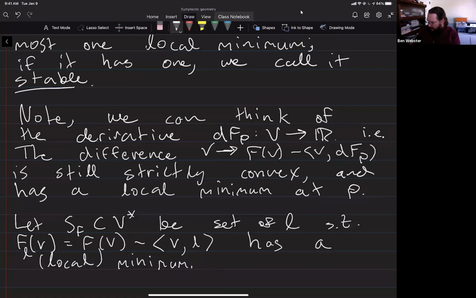All right, and if I look at the difference, f of v minus the pairing of v and this derivative, that's again strictly convex. I subtracted a linear function from it, so I don't change any of the second derivatives. The Hessian stays exactly the same. And of course, this function has a critical point at p, because I specifically killed off whatever the derivative of f at p was. So that's a critical point. The only way that a strictly convex function can have a critical point is if it's a global minimum. I wrote local, but I should actually say global.